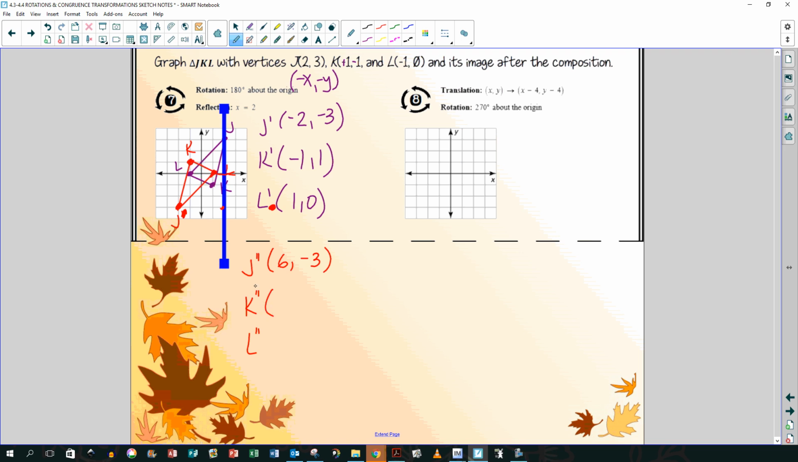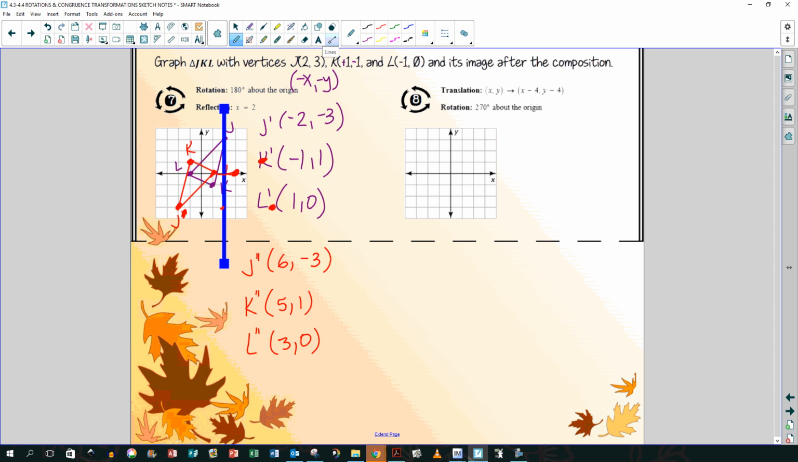My K value, so if I'm here and I'm 1, 2, 3, then K is going to be right here, 2, 3, 4, 5, so 5, and the y value will stay because we're flipping horizontally, or over a vertical line, sorry. And then L, which is right here, is 1 unit away, so L will be right here. So if it's 2, that's 3, and then 0. So that is where we are going to wind up.